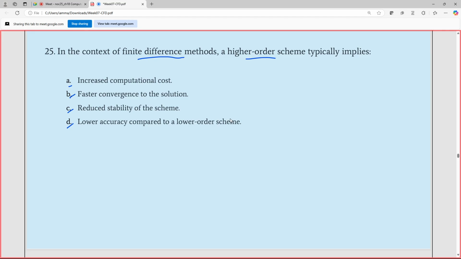We have already discussed higher order schemes, and even though higher order schemes give better accuracy, increased computational cost is a trade-off we have to suffer in higher order schemes.